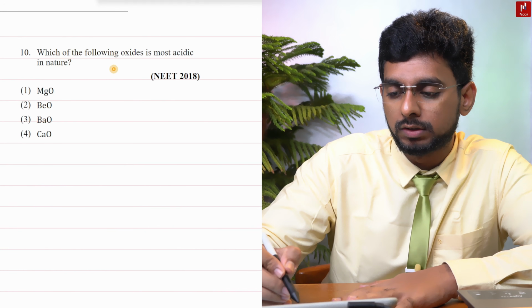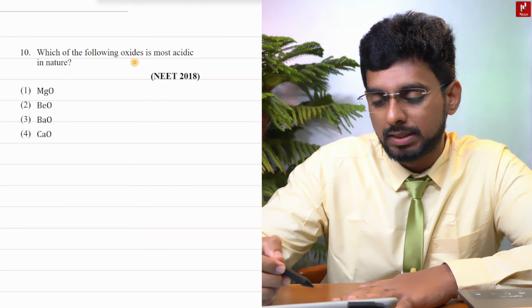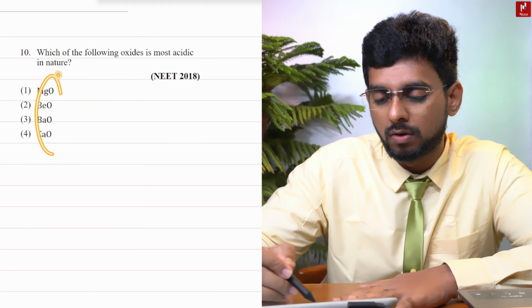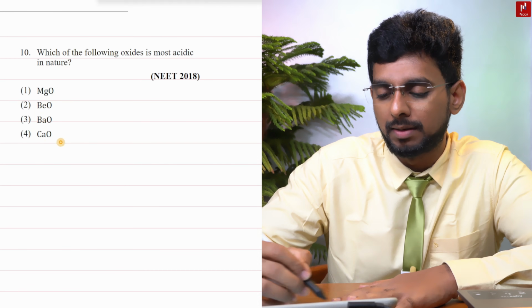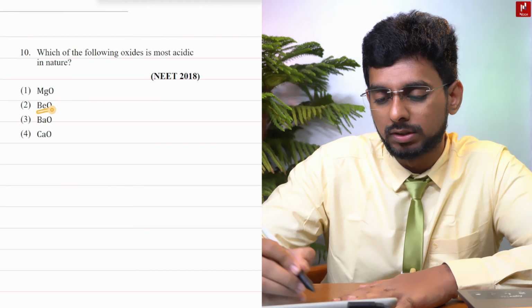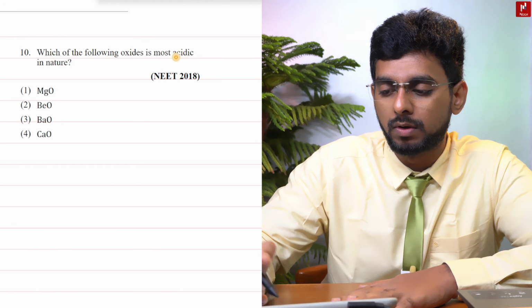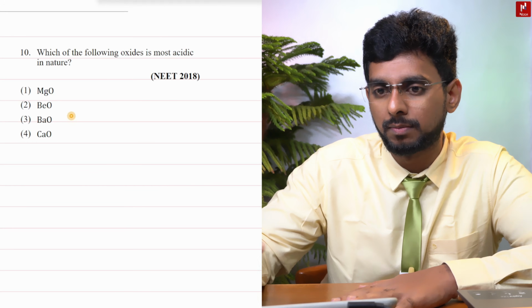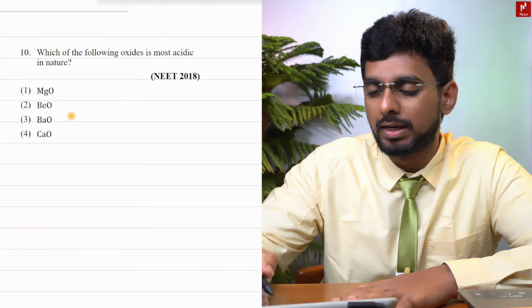Which of the following oxides is most acidic in nature? So I just need to get the acidic one out of all the options that they have given over here. See, if you look at those options, all these oxides are actually basic oxides except this beryllium oxide, which is going to be amphoteric, right? But what they're asking us to find over here is which one is the most acidic out of all these basic oxides and one amphoteric one. Which one is going to be the more acidic? That's what I need to get.